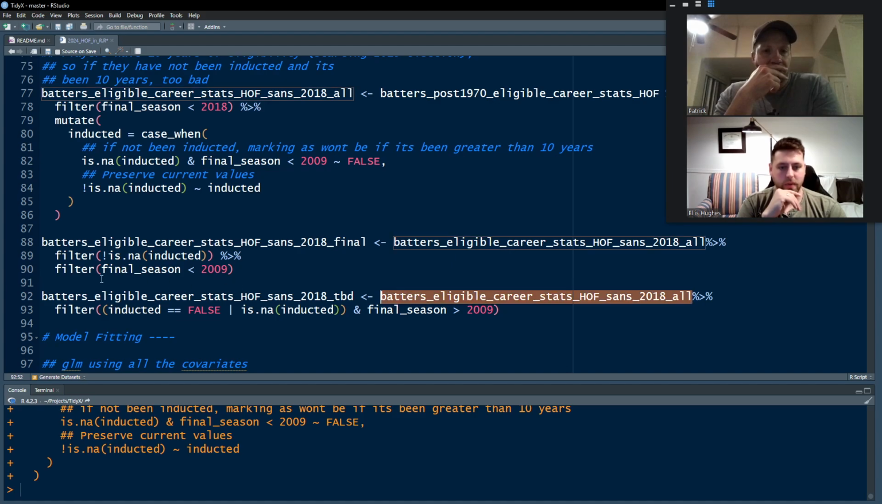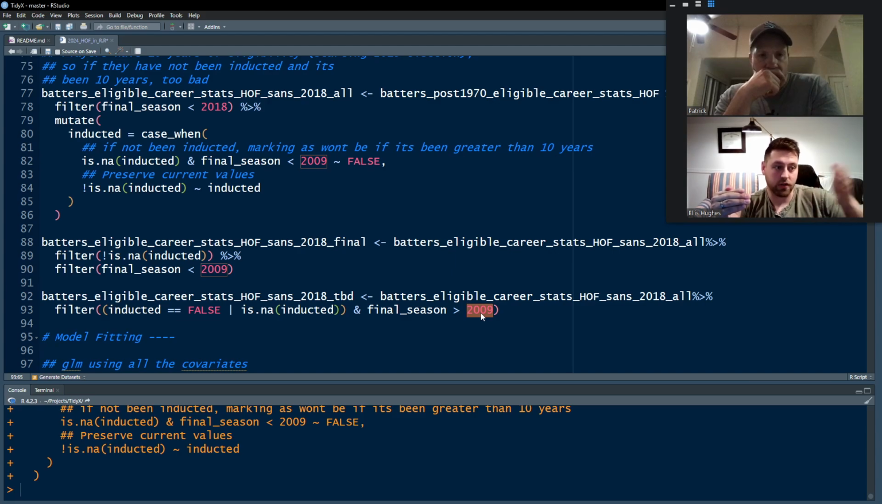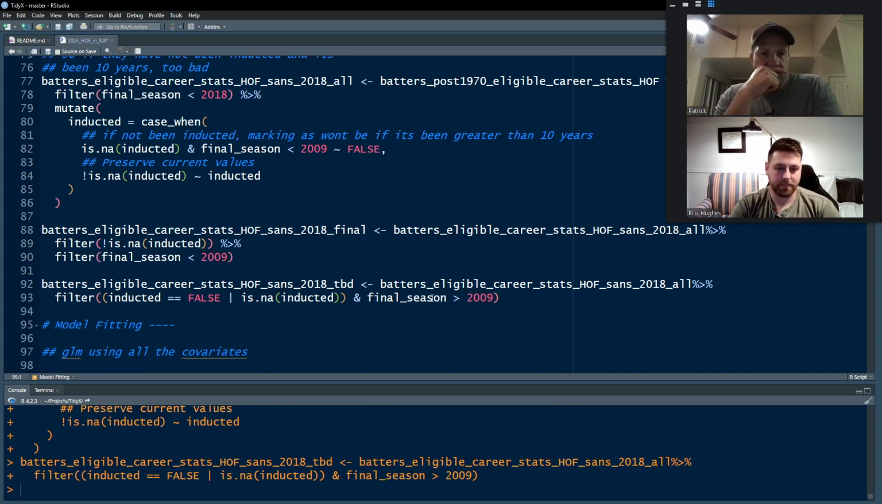So that is their final status. But then we're going to do this other set, which are the TBD people, the people we're still waiting on because they still have eligibility, even if they haven't gotten in yet or don't have any votes. So we're going to take 2018 all, and say if their inducted value is false or NA, and their final season is still greater than 2009, so they still have opportunities to be voted for, we're going to throw that in the TBD data set.